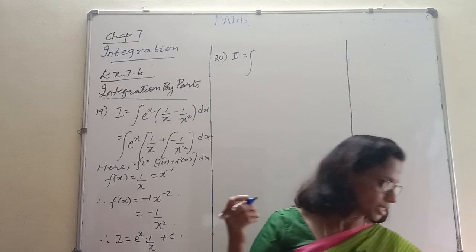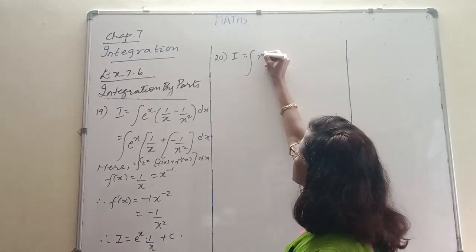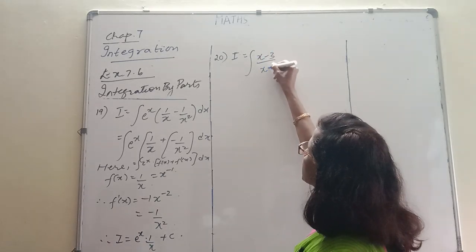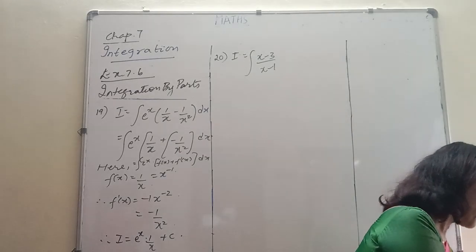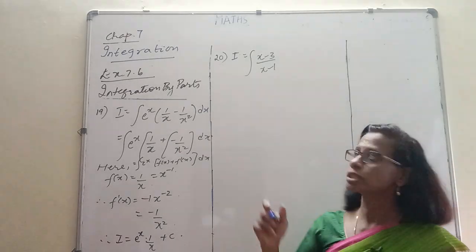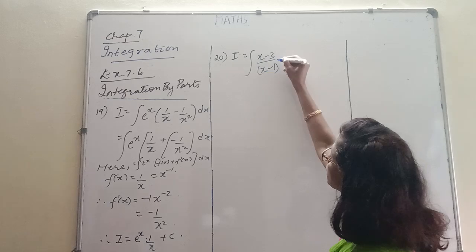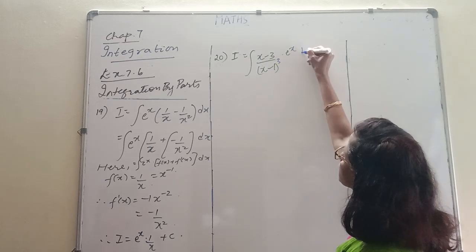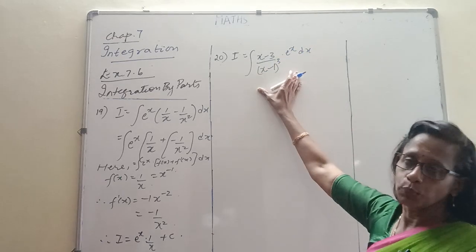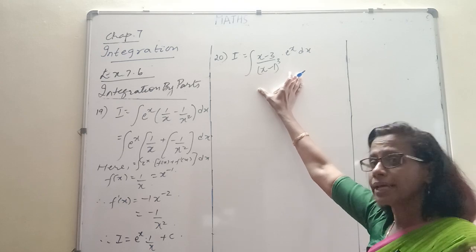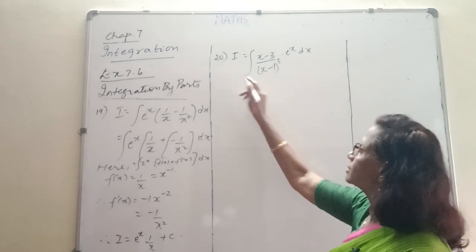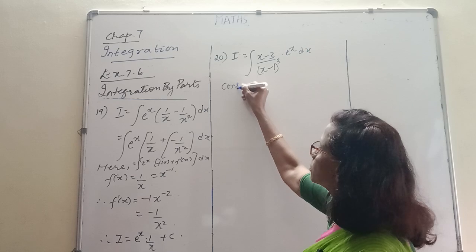The next question says: integral of ((x − 3)/(x − 1))³ times e^x dx. Here we have to do a little work and show that it is of the type f(x) + f'(x), and then apply the formula and get the integral.